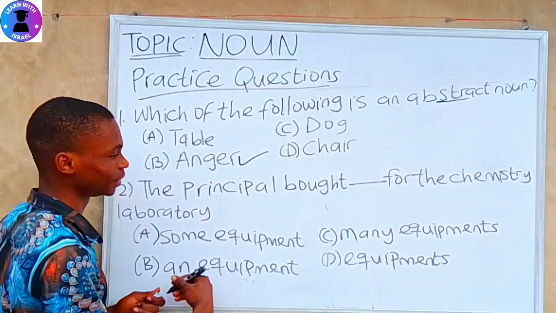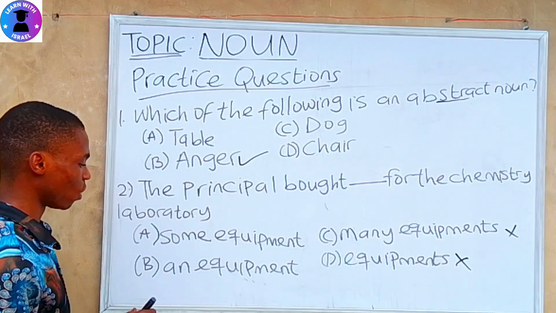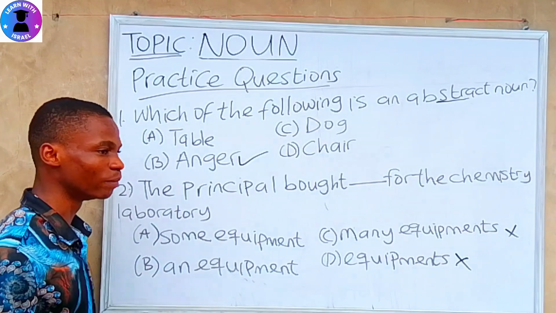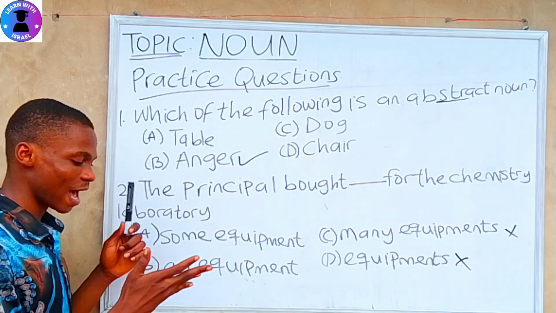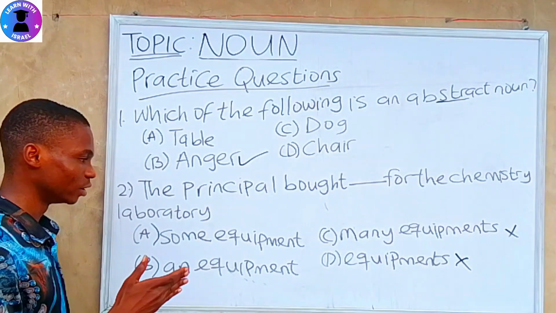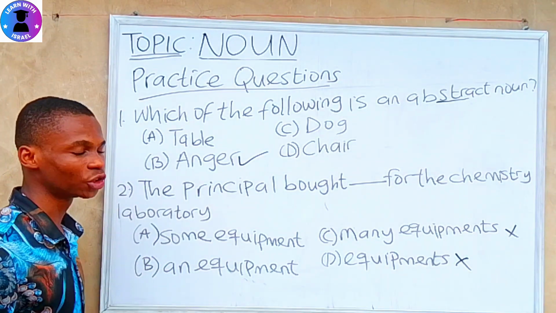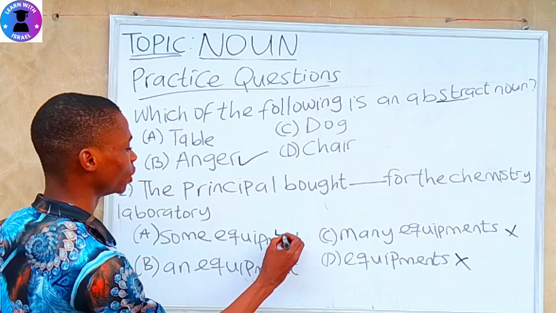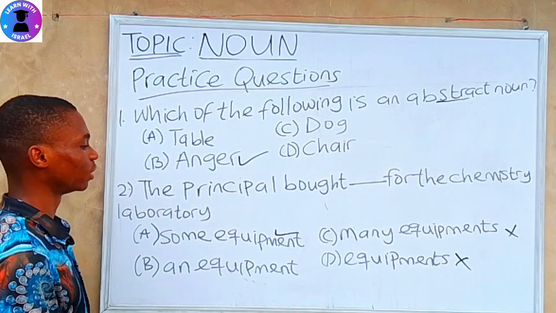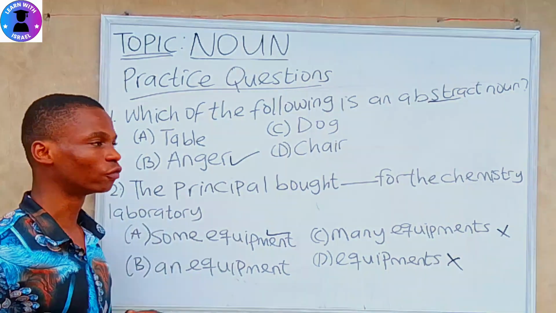So options C and D are eliminated. Very good to eliminate options. So an equipment is also wrong, or many equipment without the S. Adding a, an, or many to equipment is also wrong. Likewise for furniture and information. So the appropriate answer is some equipment. The principal bought some equipment for the chemistry laboratory. So let's move to the next one.